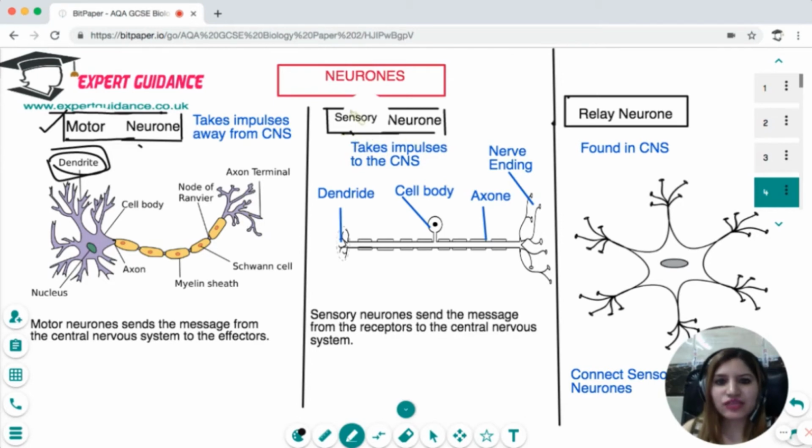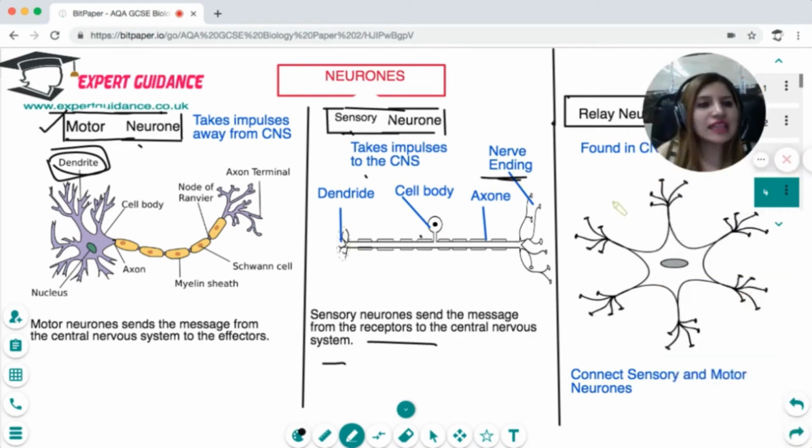Then there's the sensory neuron, which takes the impulses to the CNS. It takes the message from the receptors to the central nervous system. It has a small cell body and a long axon, and the dendrite is also extended. At the end, you have the nerve ending. Then you have the relay neuron, which is found in the CNS. These are the neurons found inside the brain and the spinal cord. They connect the sensory and the motor neuron. They just have a big cell body and do not have a long axon, as the impulses do not have to travel a long distance, and they have the nerve ending.